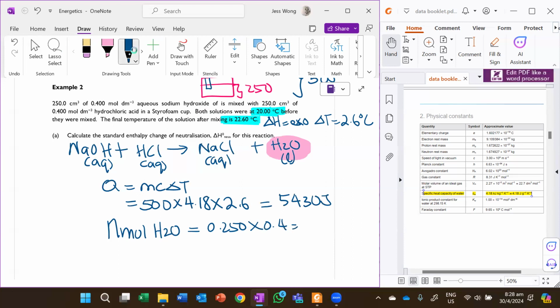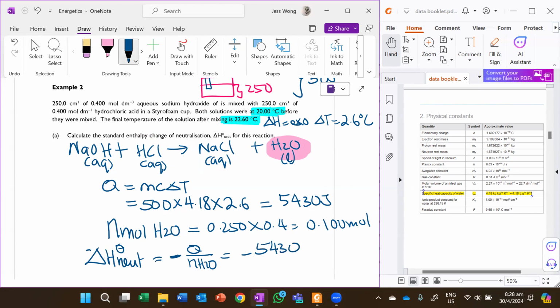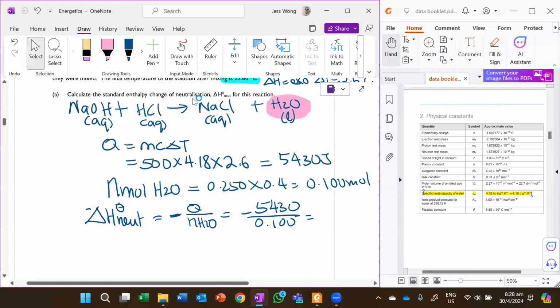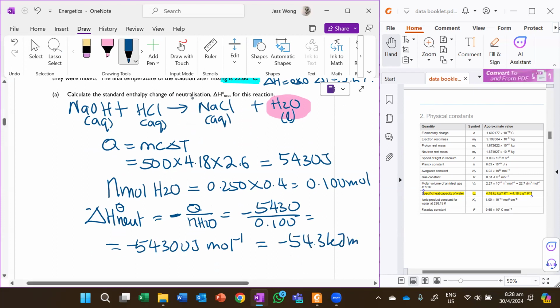So our number of moles of water will be 0.1 mole. Then we calculate our delta H of neutralization, which is equal to negative Q over n of water. So you have your negative 5430 over 0.100. Your answer first is in joules per mole, which you can convert to kilojoules per mole. So the joules per mole is about minus 54300 joules per mole. And if you convert to kilojoules, minus 54.3 kilojoules per mole.